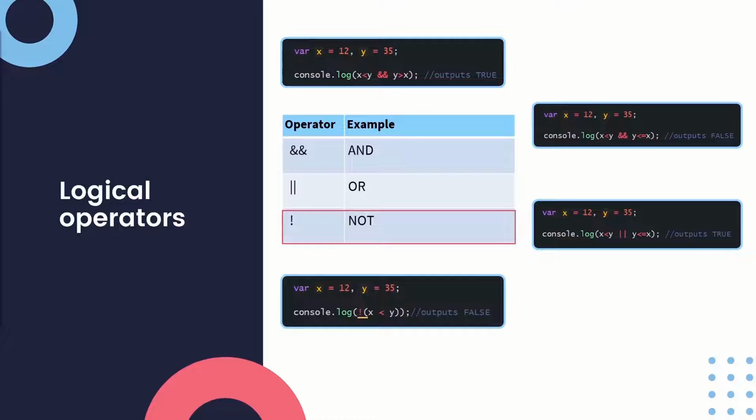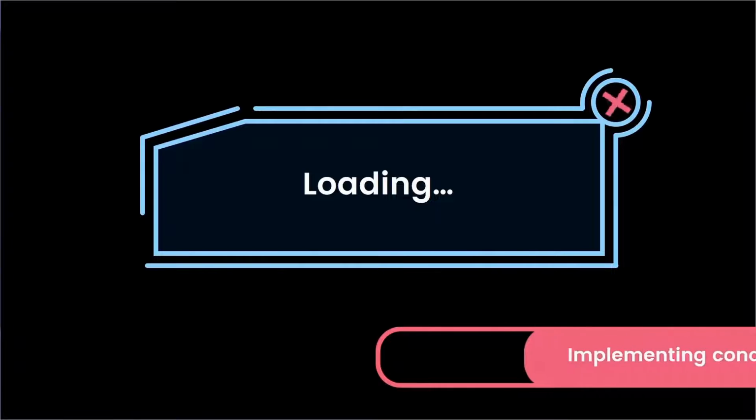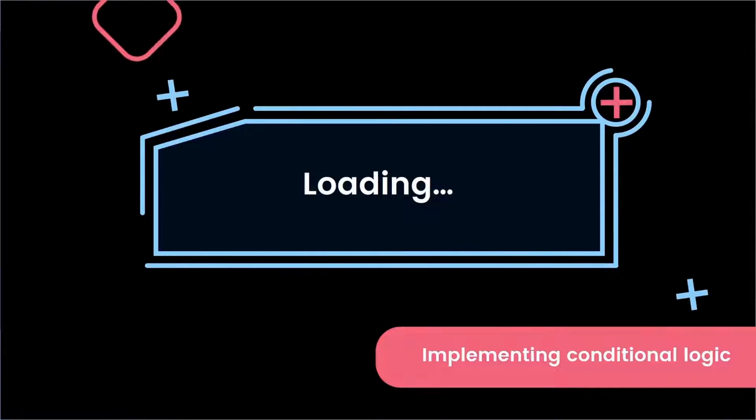And then lastly, we have the not operator, where we are asking the question, is x not less than y? Which is false. And this makes sense if you think about it, because x is less than y in this case. Outstanding. Now let's move on to our next topic for this lesson, implementing conditional logic.